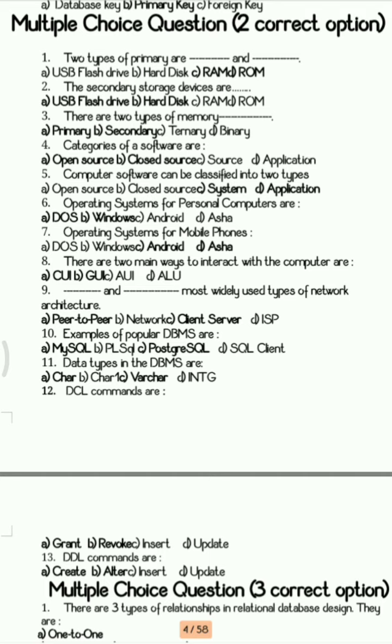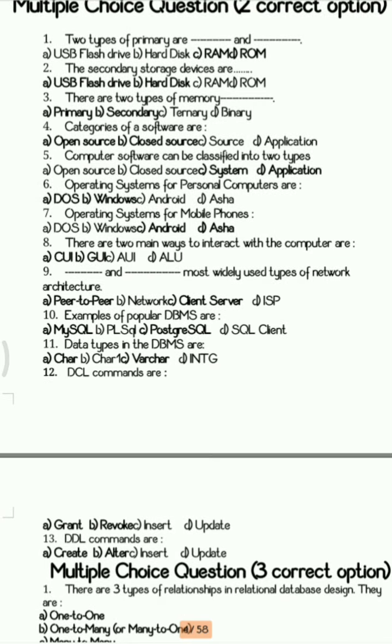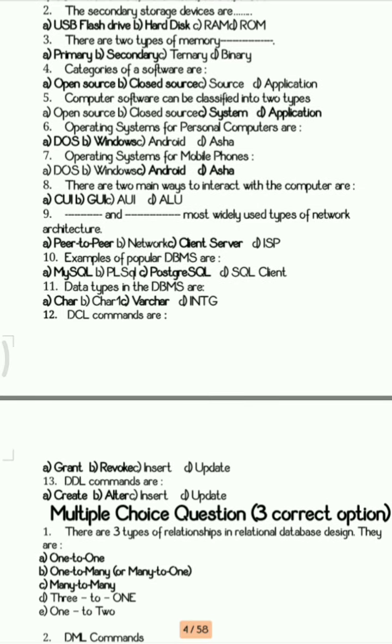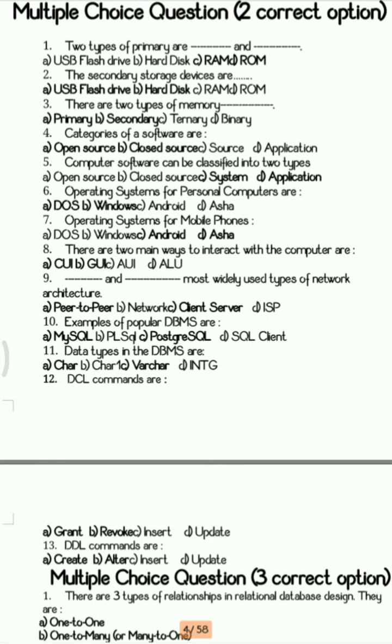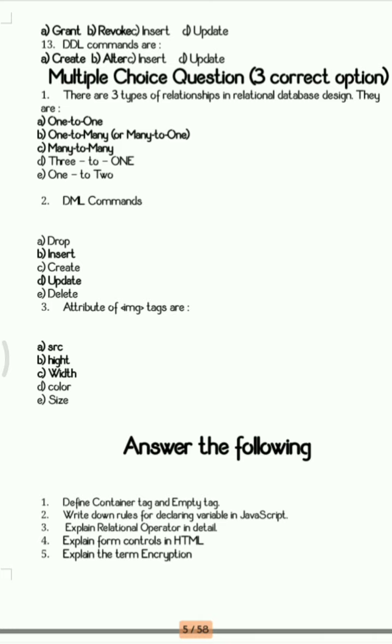Next, examples of popular DBMS are MySQL and PostgreSQL. Data types in the DBMS are char and varchar. Next, DCL commands are grant and revoke. Only two data control language commands, that is grant and revoke. DDL commands are create and alter. Let us move ahead with multiple choice questions with three correct options. The first question is, there are three types of relationships in a relational database design. They are one-to-one, one-to-many, and many-to-many.